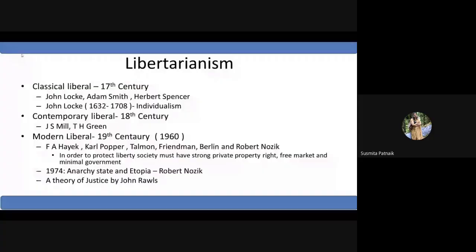Robert Nozick, in Anarchy, State, and Utopia, said that there are many types of problems which lead the state towards anarchism, and the administration of the state will be in a utopian manner. Utopian means a person who does not obey any other person and who thinks in a different way. That is called utopia.